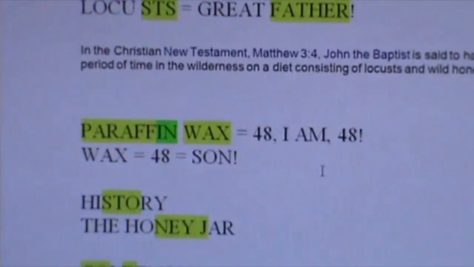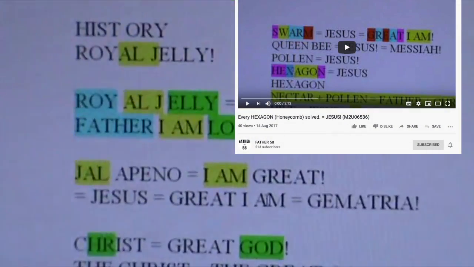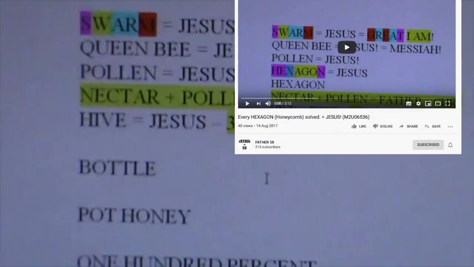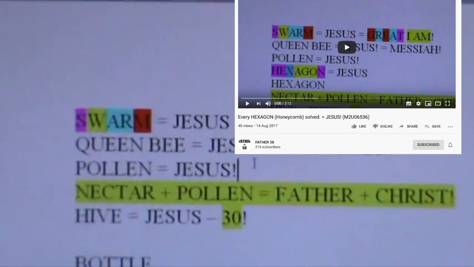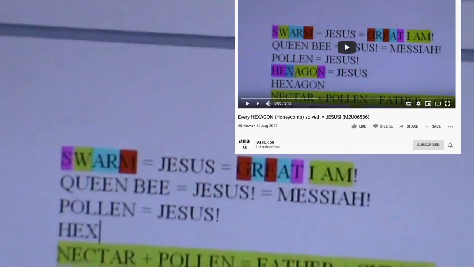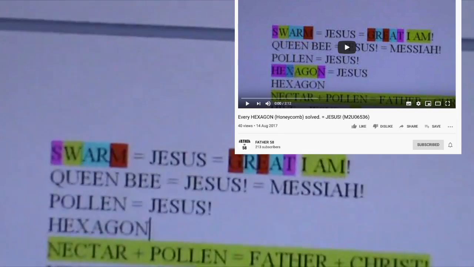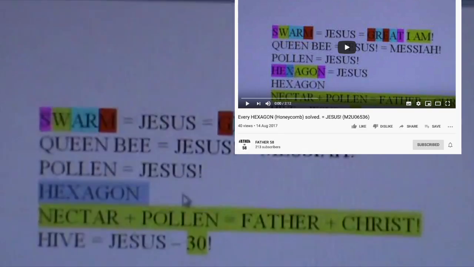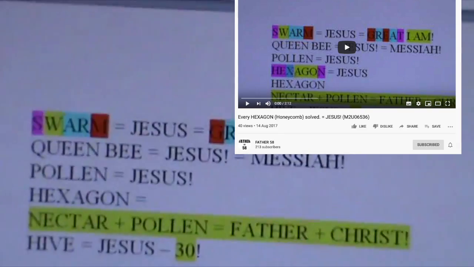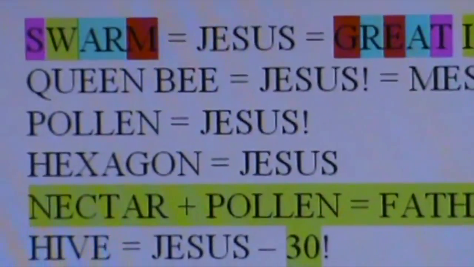And then one of my favorite terms related to honey is hexagon. That's the very symbol of honeycomb. And hexagon is a gorgeous set of letters that is screaming out Jesus, because hexagon equals Jesus. Yes, sirree. Hexagon equals Jesus.